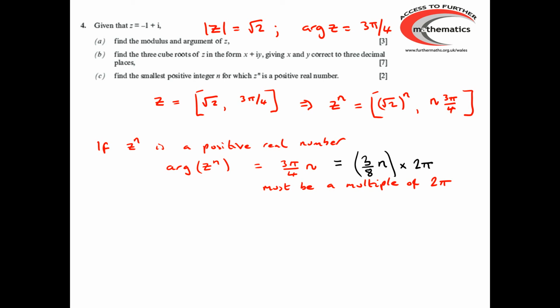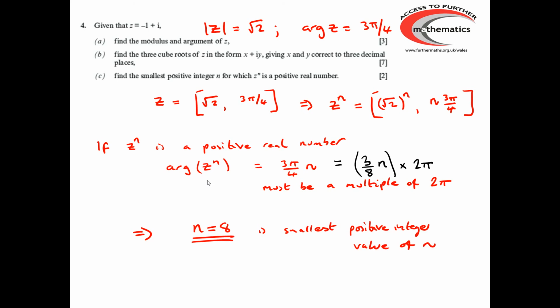And the smallest integer value of n that will make 3/8 n an integer is n equals 8.